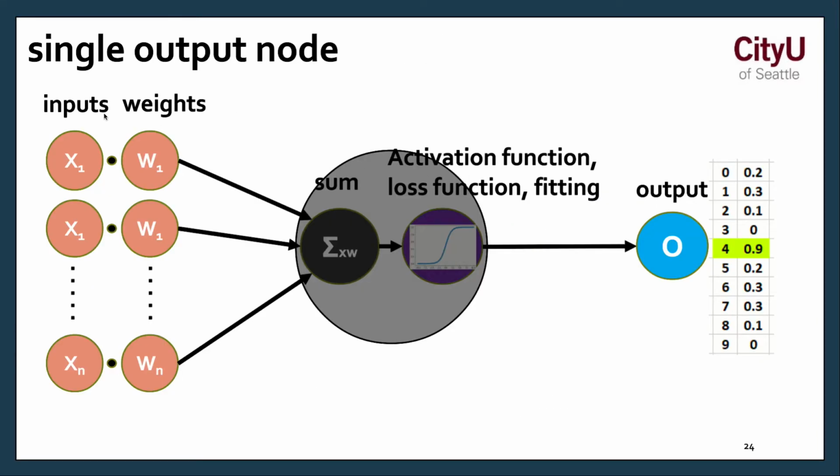So here, the single output node. All of these, if you remember your MapReduce, it's basically trying to reduce that to a single output node. It grabs all the inputs to create one output. And this is through the help of the summation, the activation function, the loss function, and fitting.